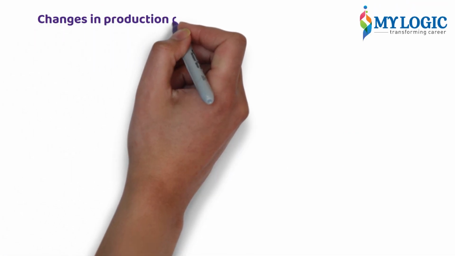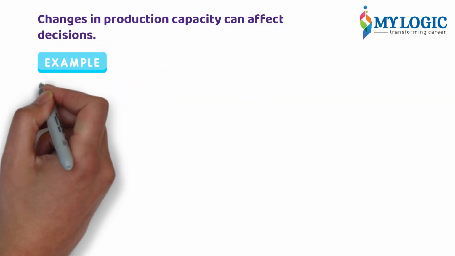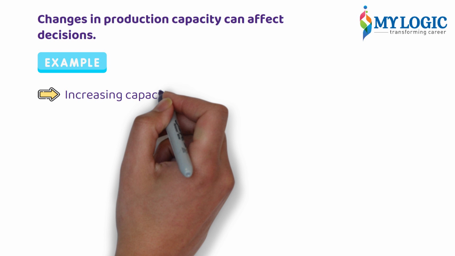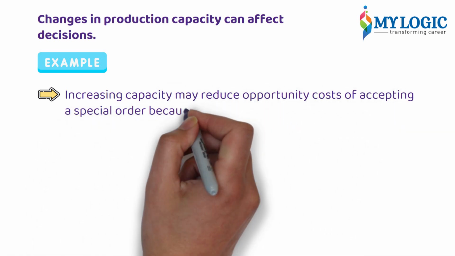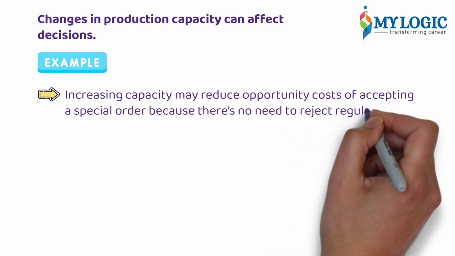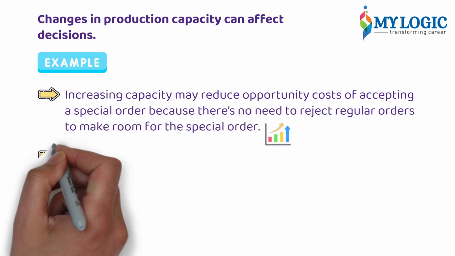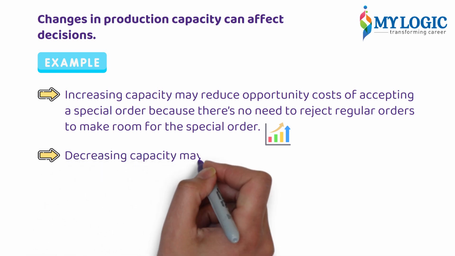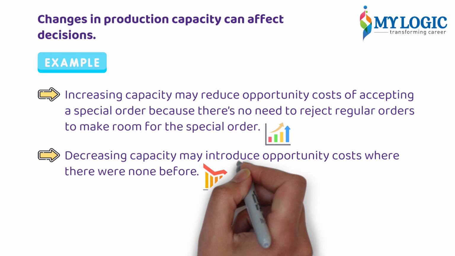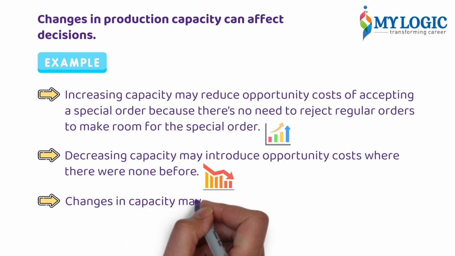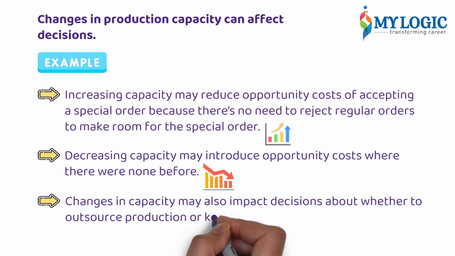Changes in production capacity can affect decisions. For example, increasing capacity may reduce opportunity costs of accepting a special order because there's no need to reject regular orders to make room for the special order. Decreasing capacity may introduce opportunity costs where there were none before. Changes in capacity may also impact decisions about whether to outsource production or keep it in-house.